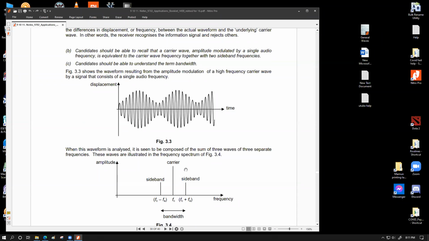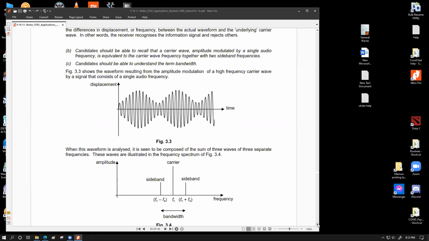These two waves are not the same. Take a very good look at the axis labels. They do not represent the exact same wave. They have different axes. On figure 3.3, the axes are displacement versus time, which means this is the actual displacement of the wave versus time. And on figure 3.4, you can say amplitude versus frequency.